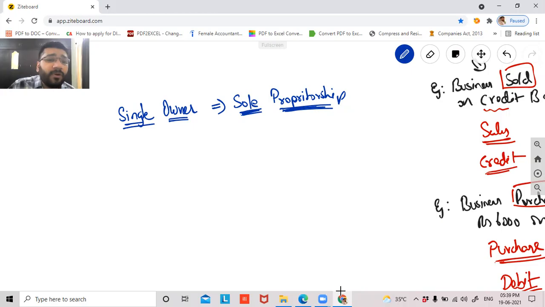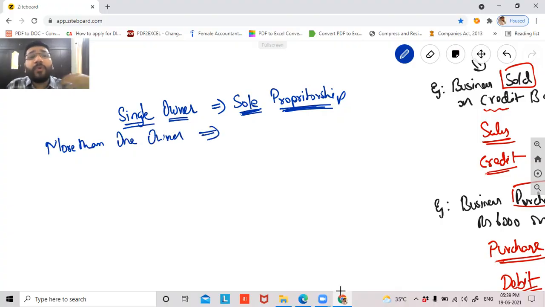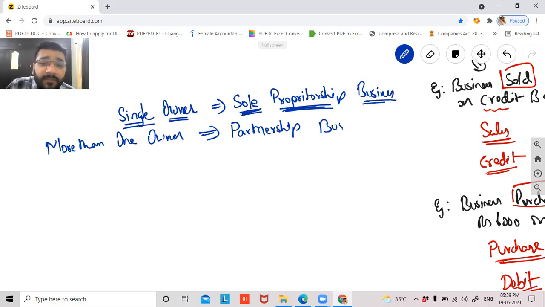So if you want to have more than one owner, then you can run this business in multiple ways. One such way is called partnership business. This is sole proprietorship business. This is partnership business, where two or more people are working together, that is, joining hands together to start and run a business. Both of them are owners.